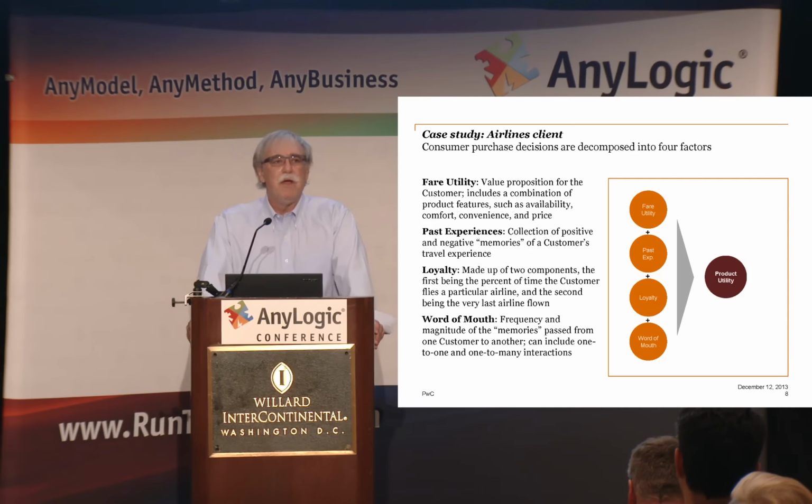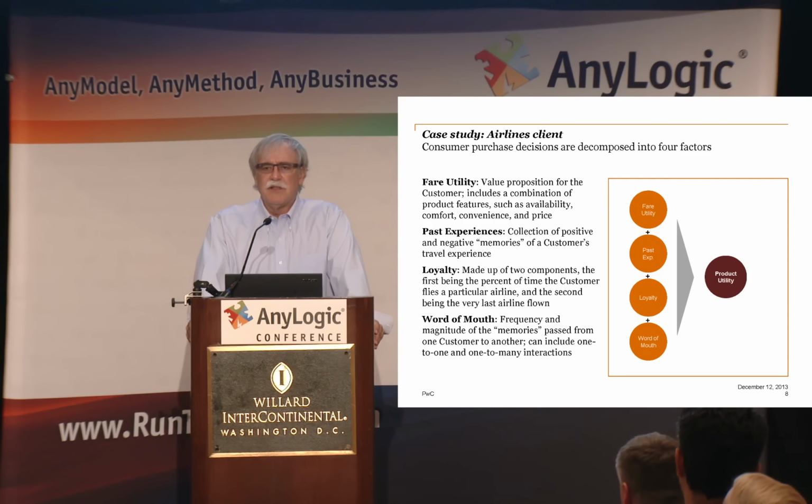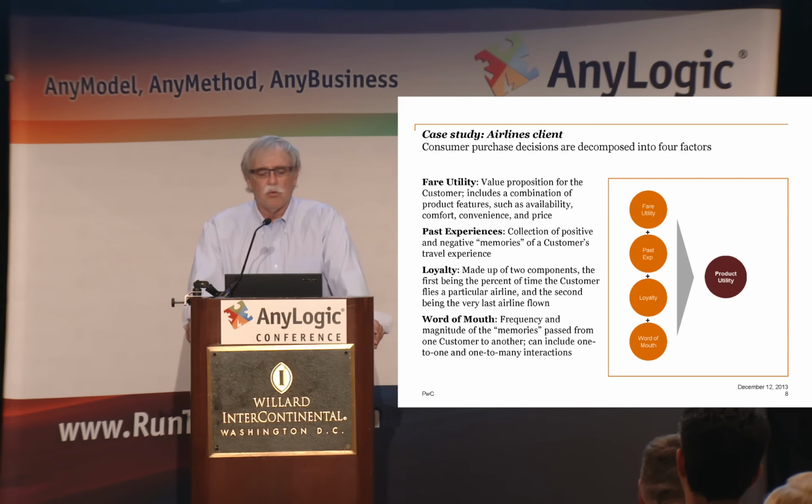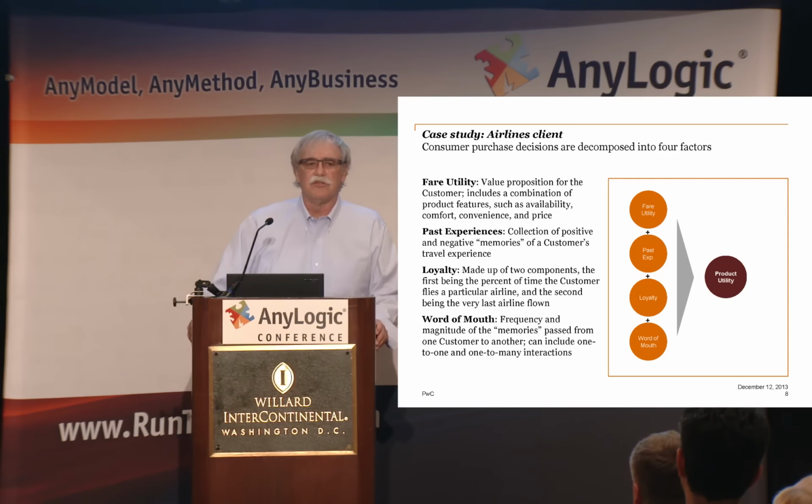A point I want to make is that agent-based models can often be an important tool for data fusion in the sense that they allow you to pull together data from all kinds of other sources that might not normally be integrated. In this case, it would be market research data about consumer choice. A critical factor, though, in this particular model was consumer experience, loyalty, and word of mouth. And of course, all of these go together.